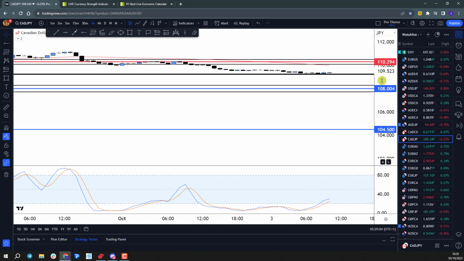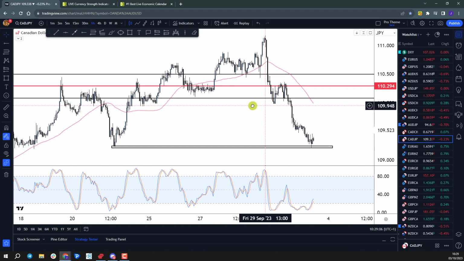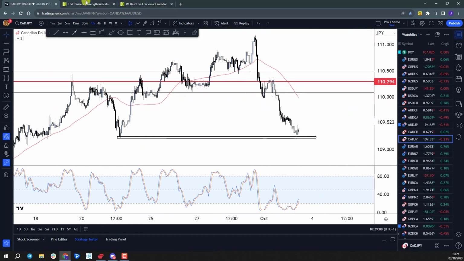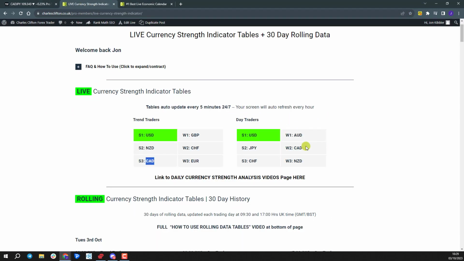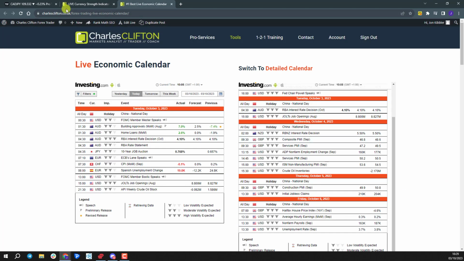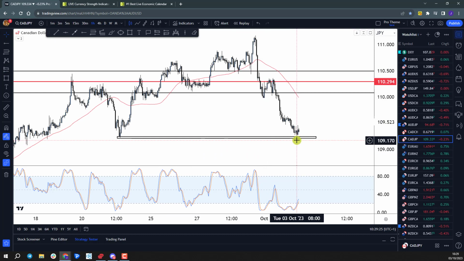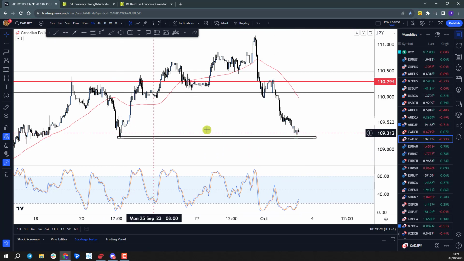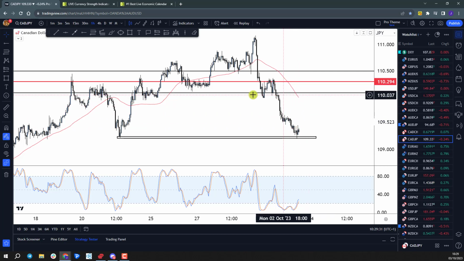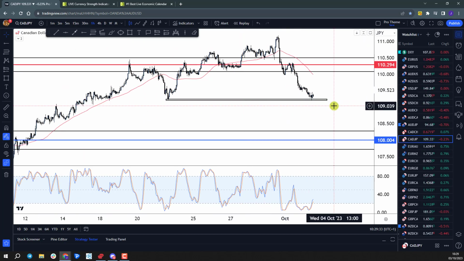So I am actually eyeing up potential shorts on CAD yen. Obviously that's not particularly on the tables in terms of any correlations, but you can see there CAD yen being the second strongest currency, CAD the second weakest. We could see obviously some potential downside here. We have just tested lows of the 109.20, these lows back on the 21st of September. Very similar to what I'm looking for though at the moment.